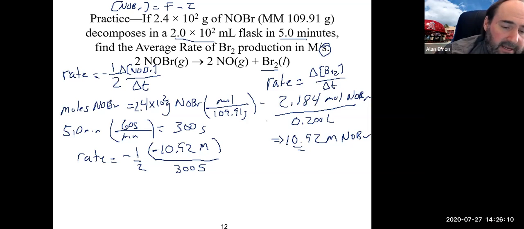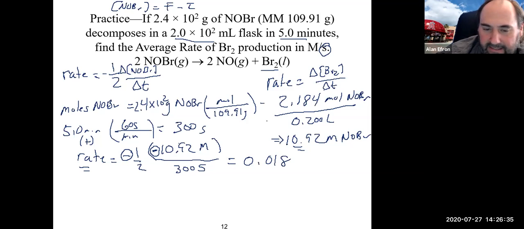And more importantly, like we talked about, the rate number here does need to be positive. So if I did not make this negative, I would end up with a negative rate, which you should not have. So if we do that correctly here, and now I think I got all the right numbers going on, we will end up with 0.018 units here, molarity per second, as the rate.